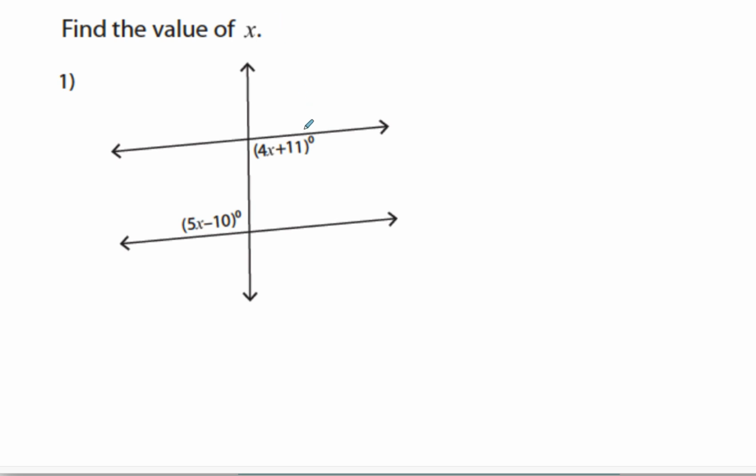Hello. So what I'm going to do is some examples from the parallel lines packet, just to give you an idea of how to actually approach this. So looking at this, we have to assume that these are the two parallel lines, right? And so then what we have to figure out is how these are located. And if you take a look, these are alternate interior angles.